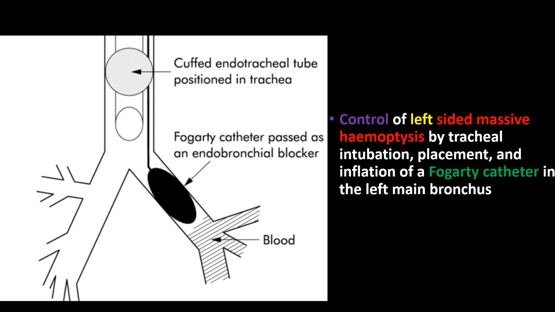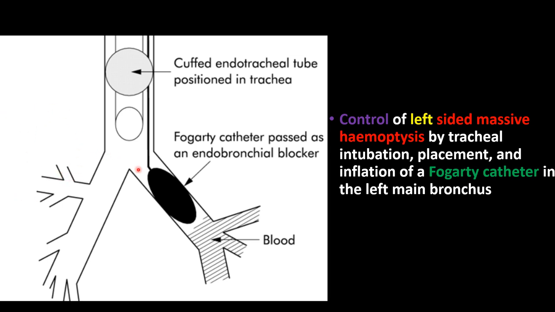here the source of massive hemoptysis is on the left side, so we are keeping the ET tube in the trachea only, above the carina, and we are not going distally and separating the right lung by doing a right endobronchial intubation, because if we do that we may obscure this area, and if we obscure this area, then the upper lobe will not get ventilated.